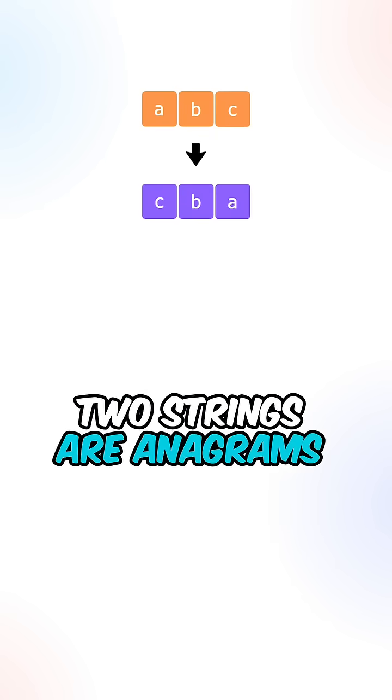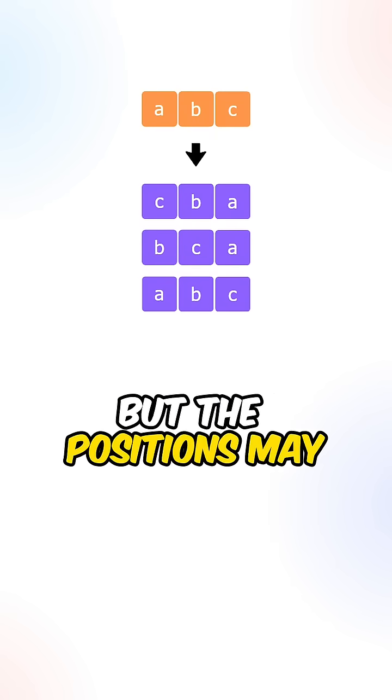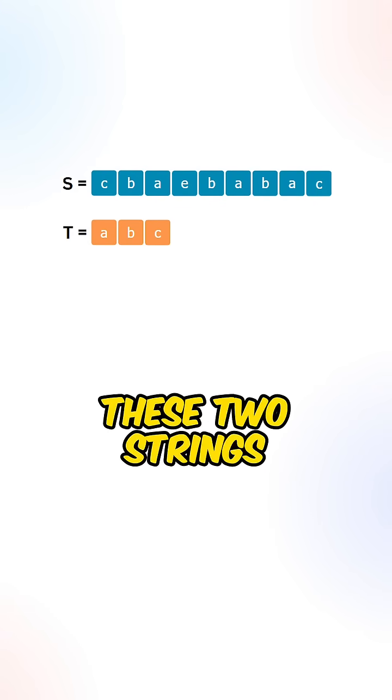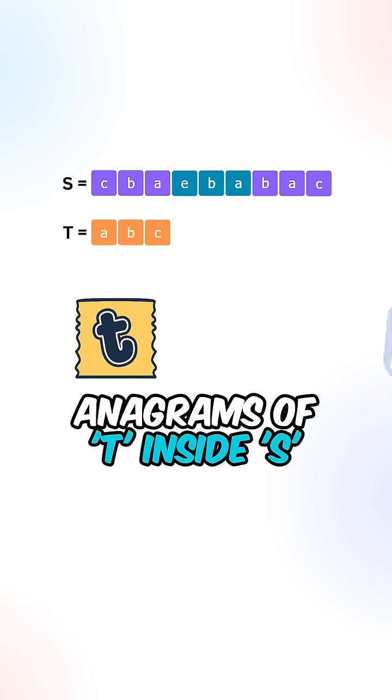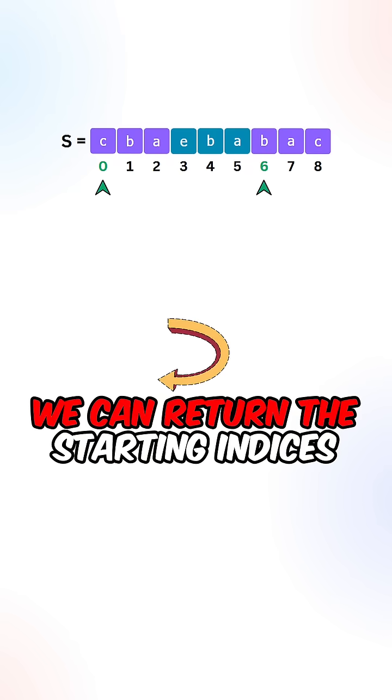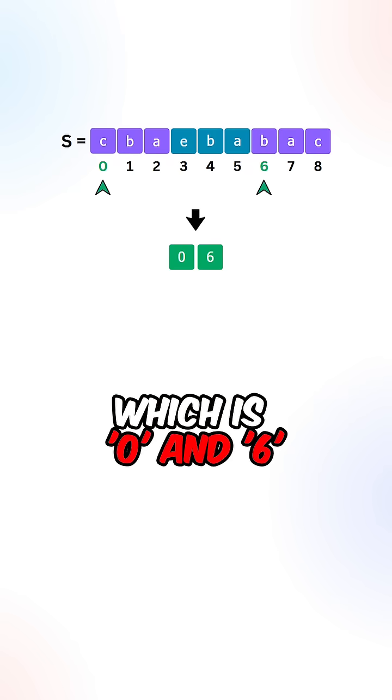Two strings are anagrams if the characters are the same but the positions may or may not be the same. Let's say we're given these two strings, we can find the following anagrams of T inside S. After finding the anagrams of T, we can return the starting indices, which is 0 and 6.